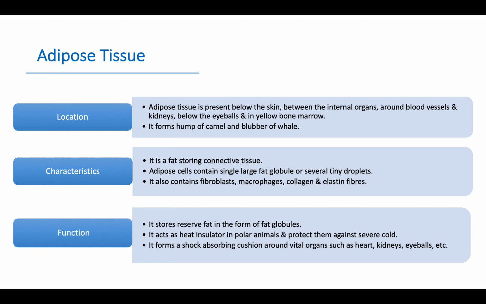Functions of adipose tissue. It stores reserve fat in the form of fat globules. It acts as a heat insulator in polar animals, meaning they retain heat in their body and are protected against severe cold. It forms a shock absorbing cushion around vital organs such as heart, kidneys, eyeballs, etc.